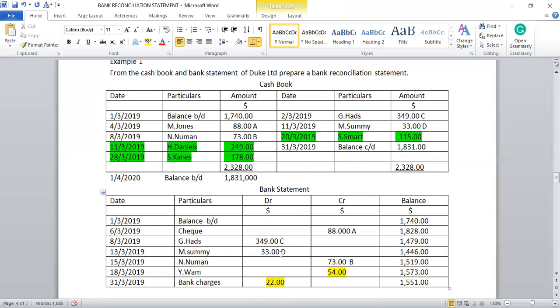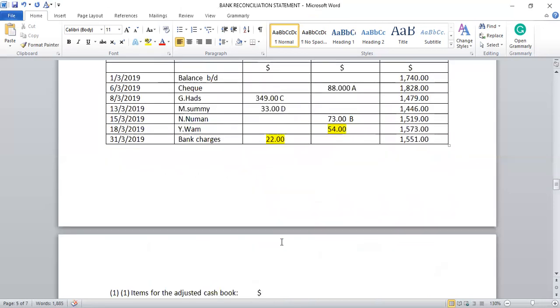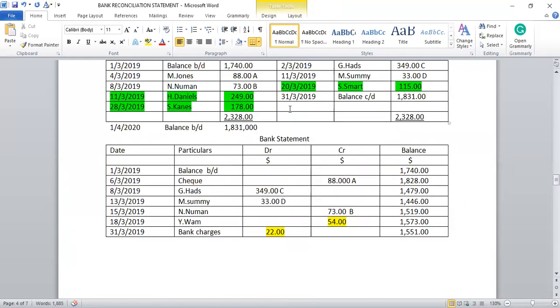Okay, but we realize also that in the bank statement, there are bank charges of $22 on 1st March 2019. It is not here in the cash book. Any entry on the credit side of the cash book that is not in the bank statement is an unpresented check. So this one, 23rd March 2019, S Smart, $115, has been credited in the cash book, that is, paid out in the cash book. But when you come to the bank statement, it is not there because the person has not presented it yet at the time that the bank statement is sent to the owner. So that is always an unpresented check.